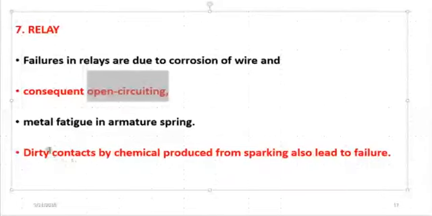failure to the relay. Another problem that causes failure to the relay is dirty contacts. If the contacts are dirty, that dirt can be conductive in nature, and it is now causing failure. And these dirty contacts, from where do we get them? They are mostly produced from chemicals produced as a result of what? Sparking at the contacts of the relay.